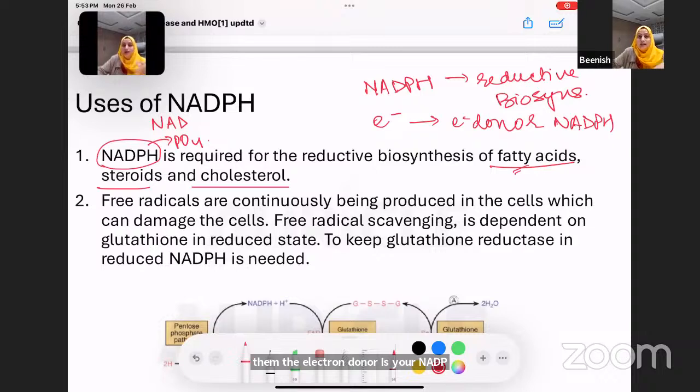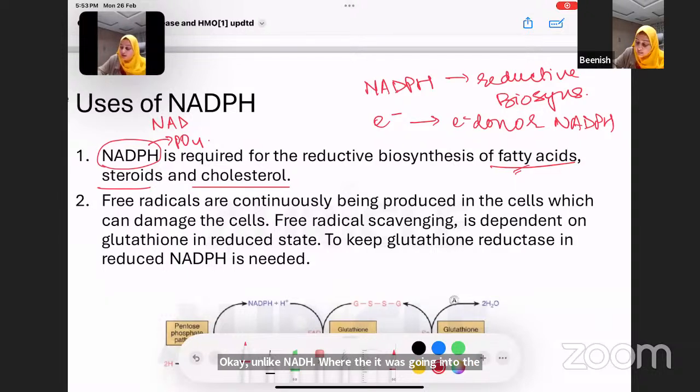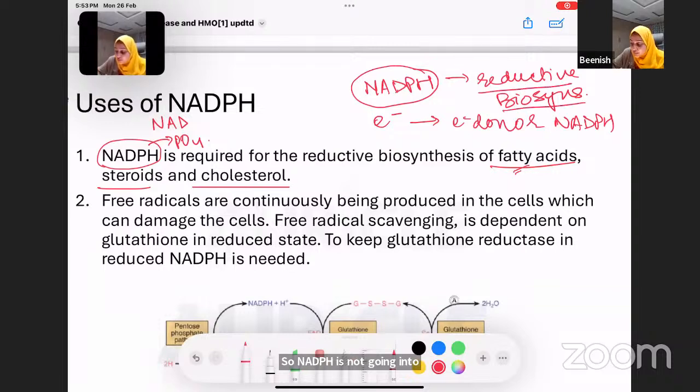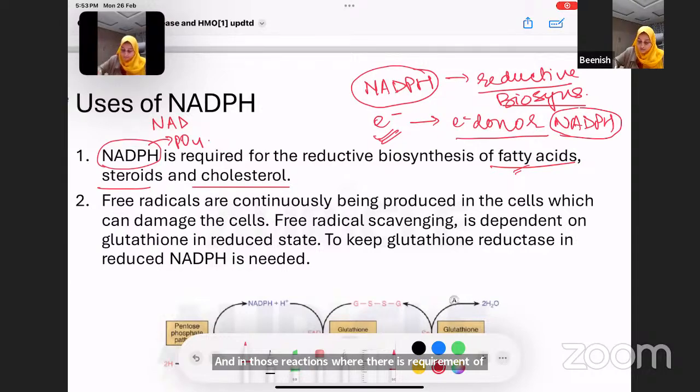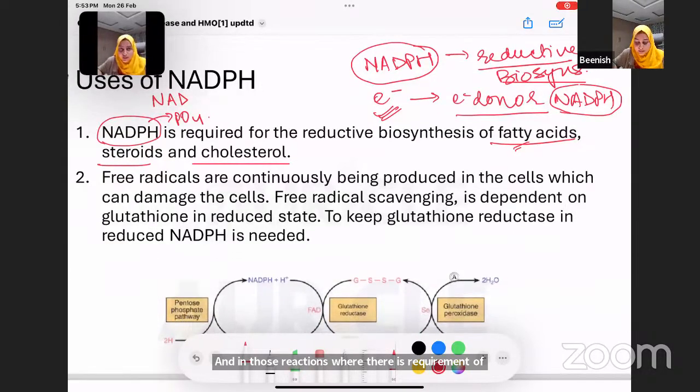Okay, unlike NADH, where it was going into the electron transport chain to provide ATP, your NADPH is not going into an ETC to provide energy. Instead, it is involved in reductive biosynthesis. And in those reactions where there is requirement of electron, your electron donor is NADPH. So this is one use of NADPH.